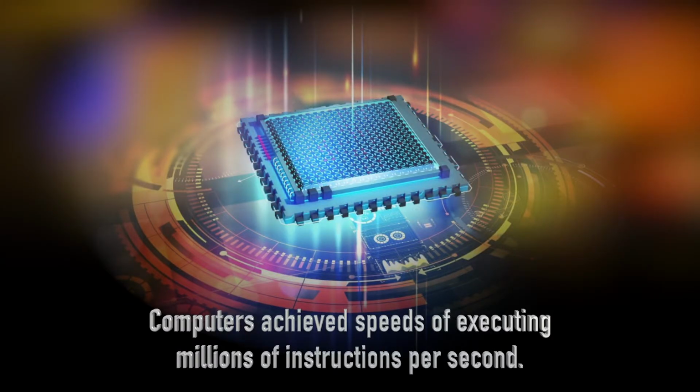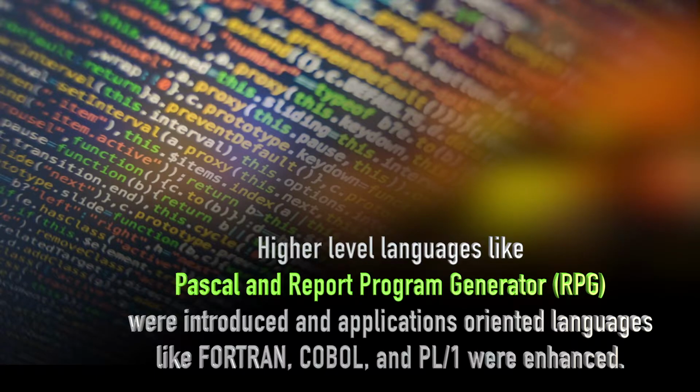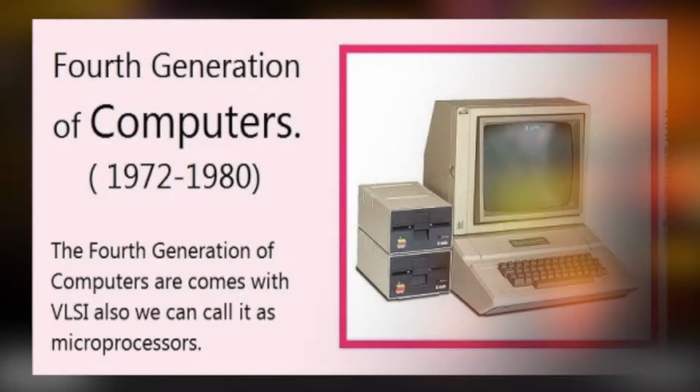Computers achieved speed of executing millions of instructions per second. Commercial production became cheaper and feasible. Higher level programming languages like Pascal and report program generator RPG were introduced and application oriented languages like Fortran, COBOL and PL1 were enhanced. The period 1971 to 1981 was the era of the fourth generation.